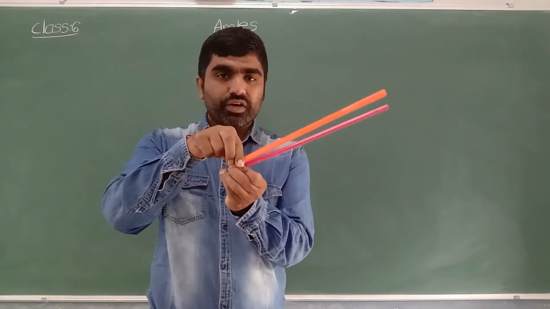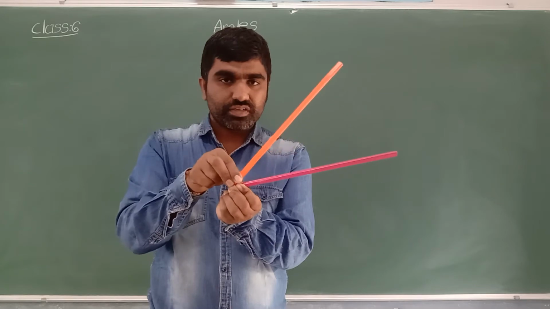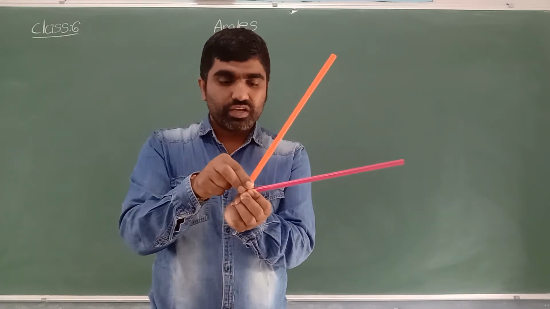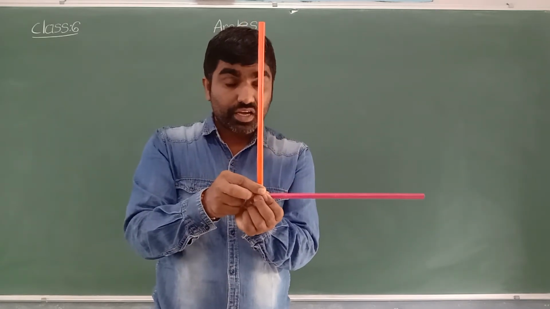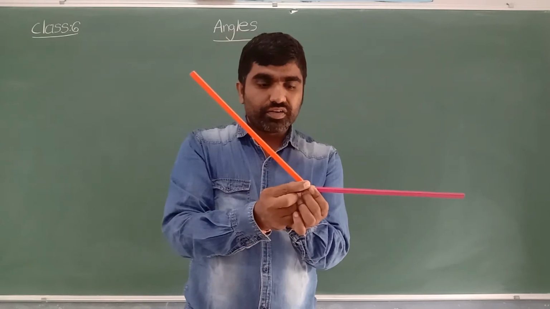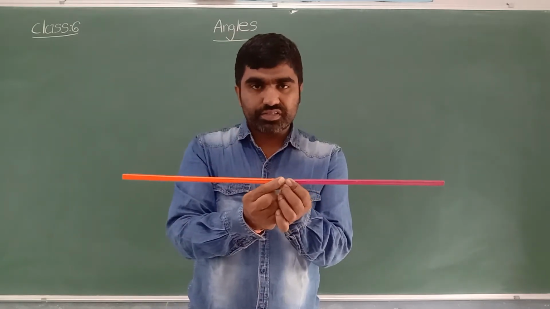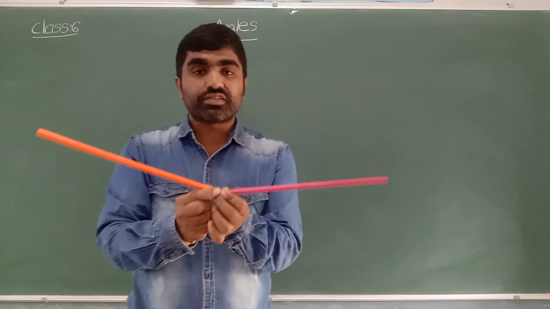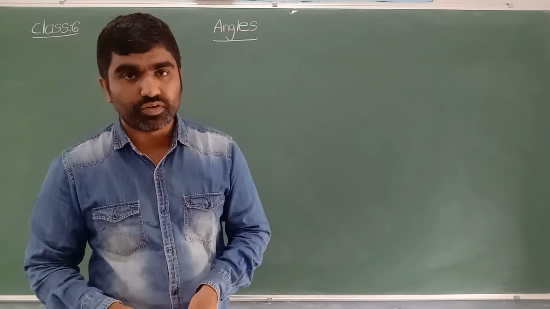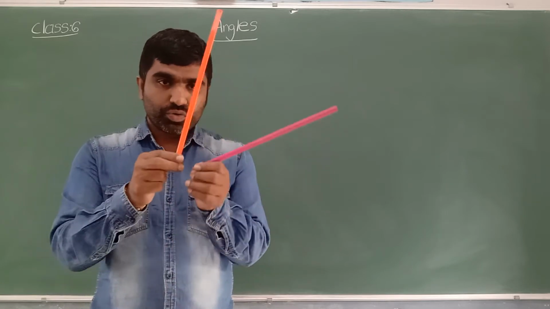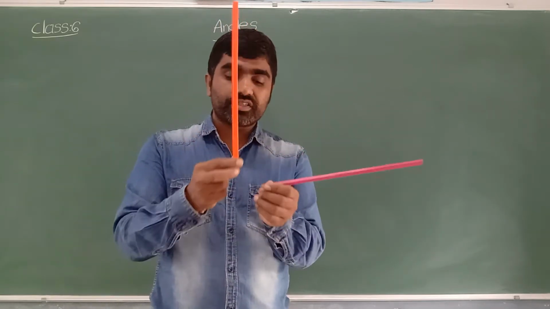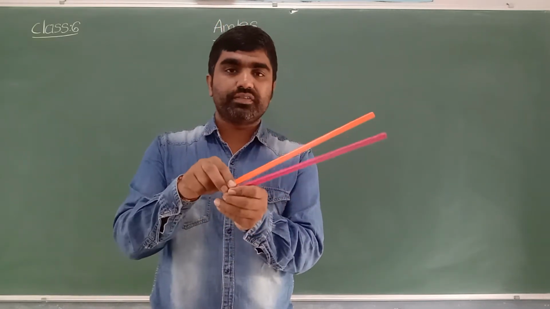See, I am still rotating. Yes, it is like an acute angle. Let me rotate. Now it is exactly 90 degrees, a right angle. Now it is more than 90, an obtuse angle. Now it is a straight angle. So this is how the angle is going to form. Hope it is clear. Two line segments or two rays with the same end point.